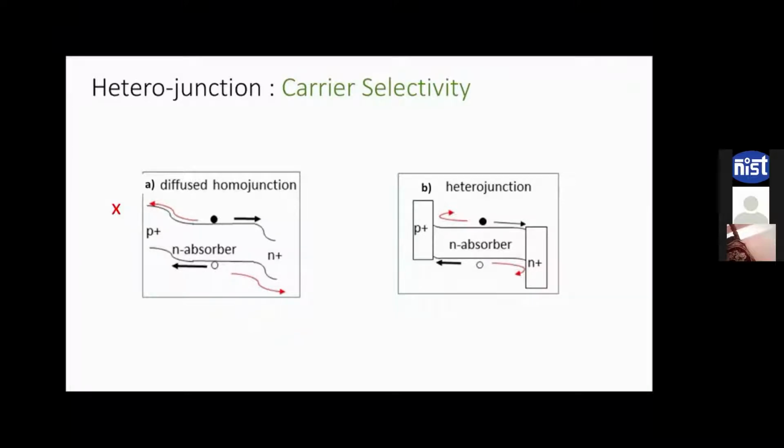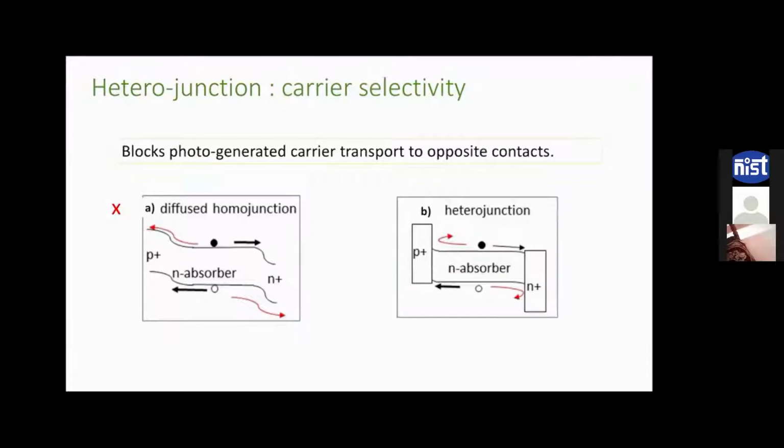So we can see there is some kind of induced selectivity inside this carrier transport layer that blocks the wrong carrier from entering inside it. So the incorporation of a heterojunction inside a solar cell actually helps in blocking the photogenerated carrier transport to the opposite contacts.